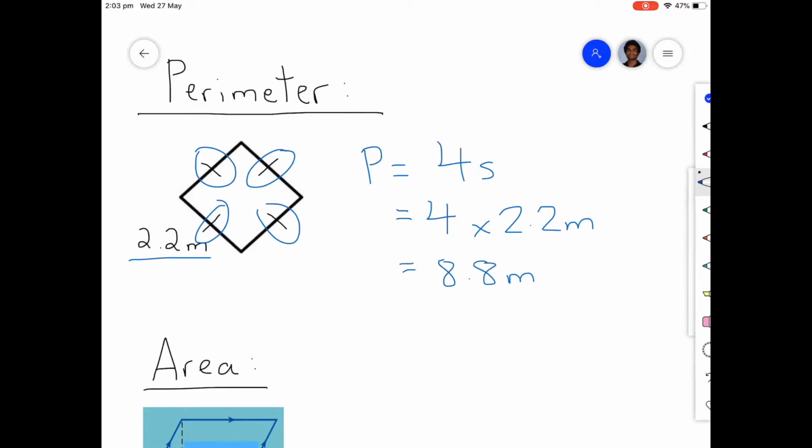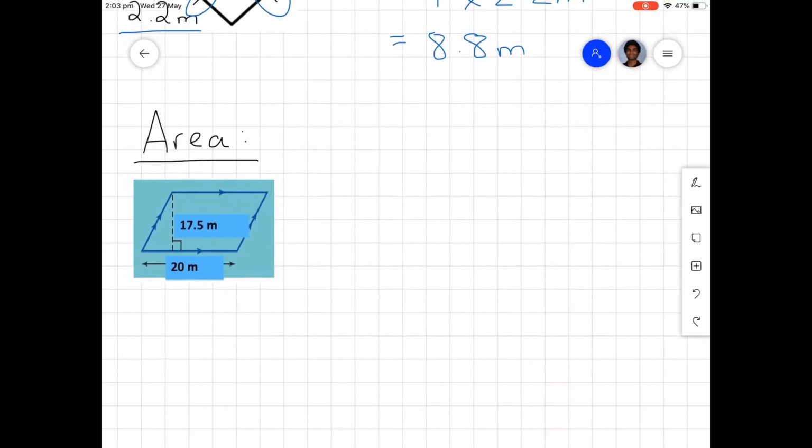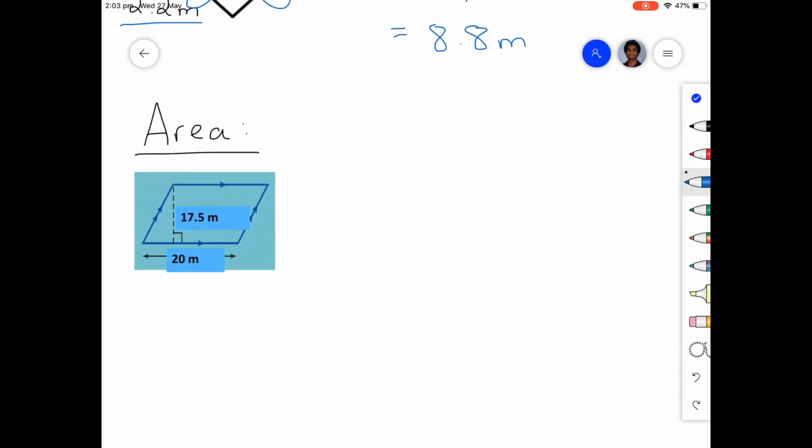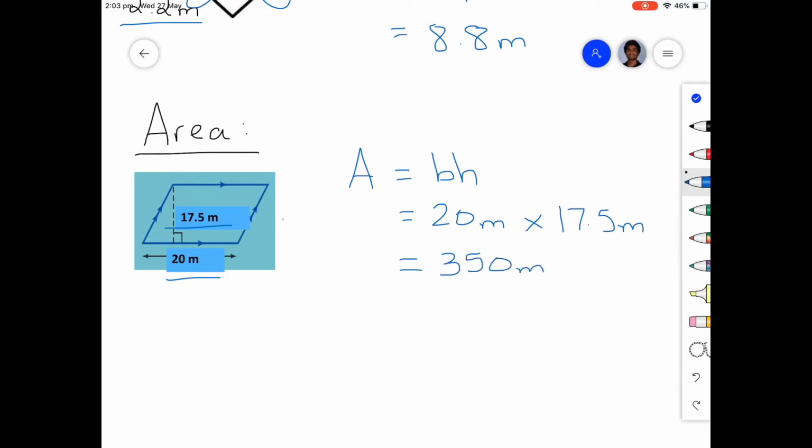Now looking at an area example, this first shape that we have here, we need to first decide, is that a kite or is it a parallelogram? We can see we're given a base, 20 meters, and a height, 17.5 meters. So we know that we need to use the parallelogram formula, and that formula was base times height. So our base is 20 meters, and we multiply that by our height, which is 17.5 meters. And so our answer will be 350 meters squared.